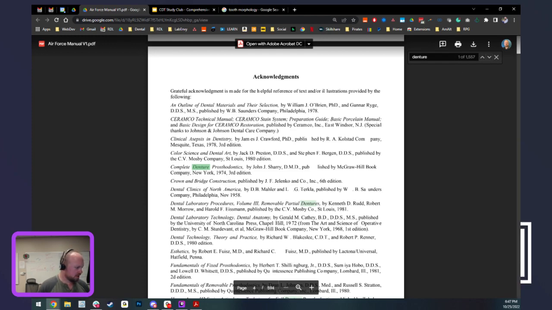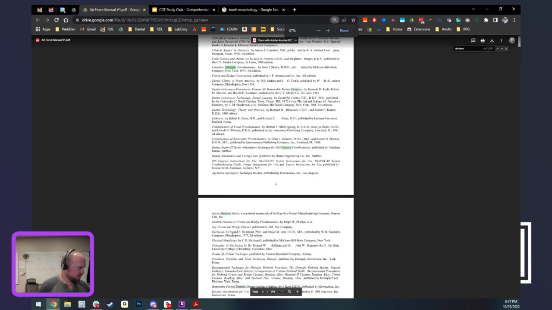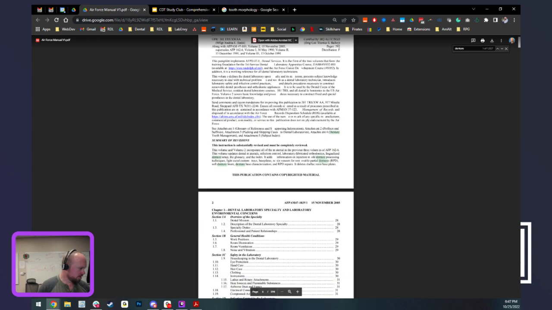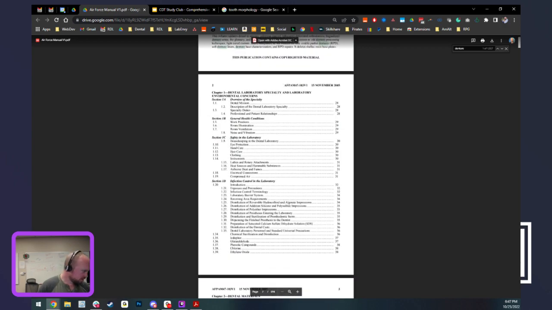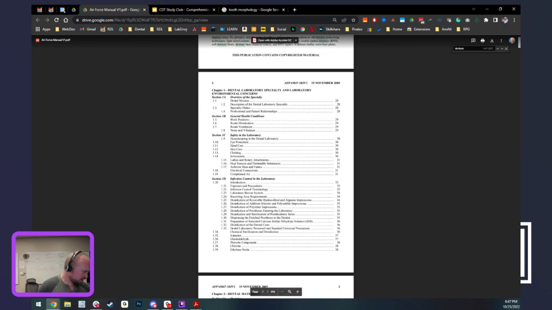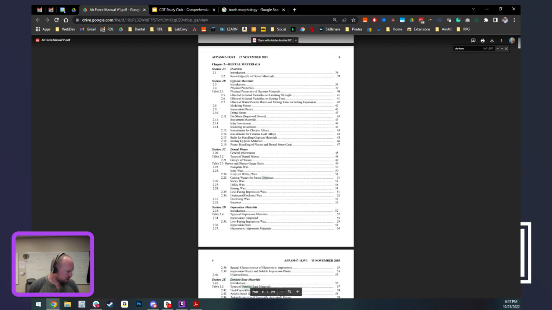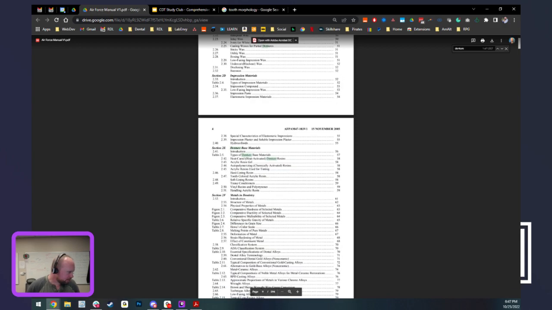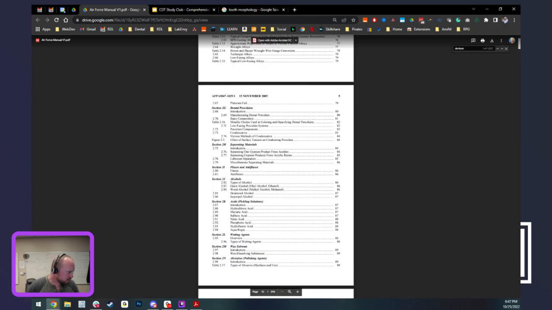So let's get zoomed out just a little bit. I guess I can't. I bet I can. All right, so general health conditions, safety in the laboratory. I bet we need to go over that next week. So let's go over safety in the laboratory and infection control. Safety and infection control next week in our session. What I was actually looking for here is tooth morphology.